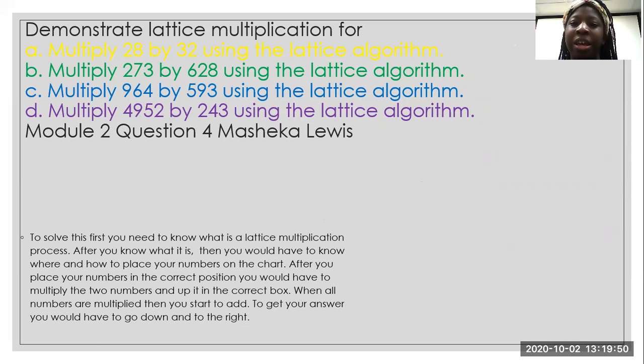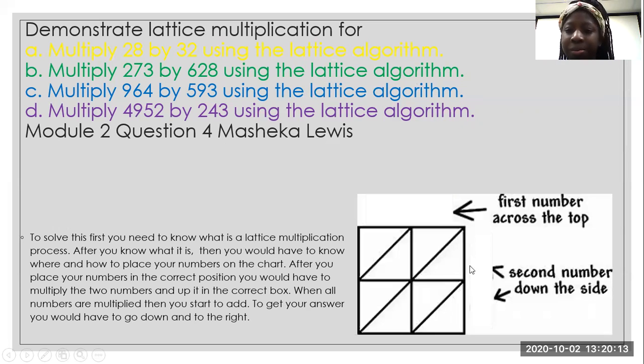A lattice algorithm is basically a square with your first number on the top and your second number on the right, and then you multiply each row by each number. And then to get your answer, you'll go from your left down and then left to right. Now let's see an example of this. This will be how it looks. Our first number will go against the top row. Our second number will go to the side row. And then to get our answer, we'll go down and then to the left.